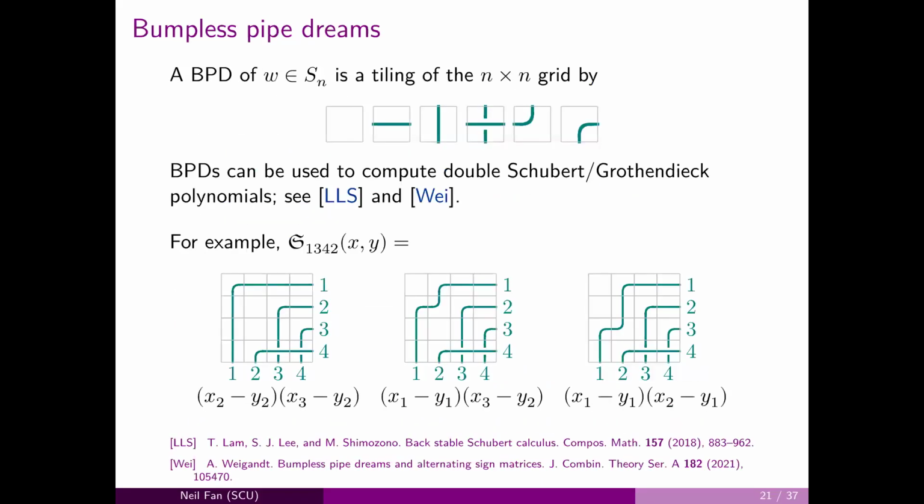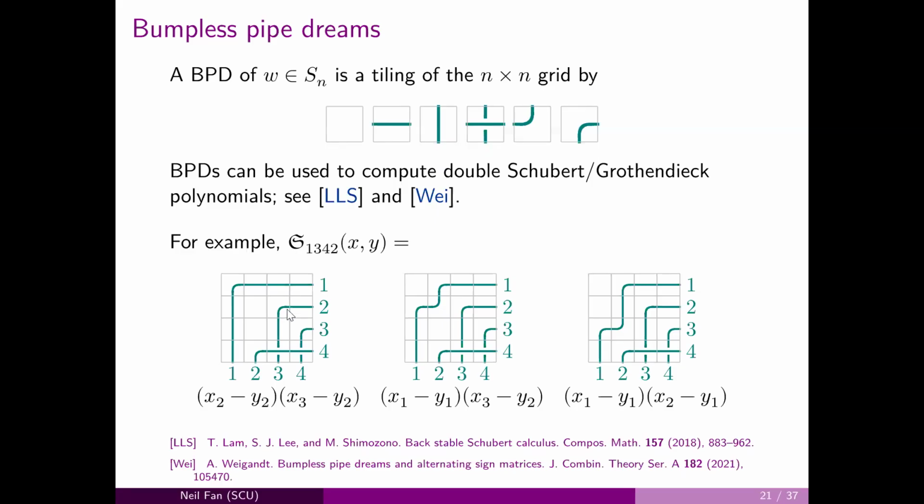A Bumpless pipe dream for a permutation W in the symmetric group is a tiling of the n cross n grid by the following 6 tiles. Bumpless pipe dreams were introduced by Lam, Lee, and Shimozono in 2018, and they can be used to compute double Schubert polynomials. See also Weigandt. Here is an example of all the Bumpless pipe dreams for the permutation 1, 3, 4, 2.